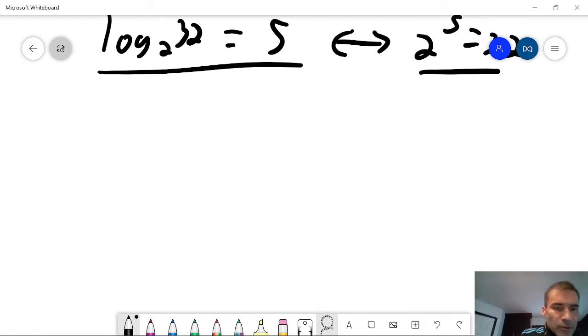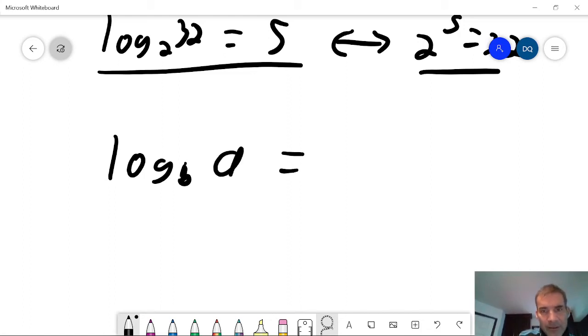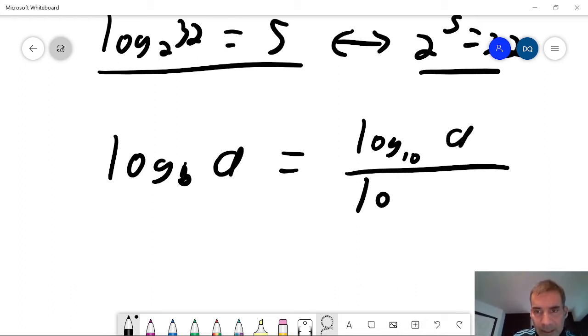The general rule is if I want the base b log of a, I can use base 10, or any other base, but the calculator gives us base 10. The base 10 log of a divided by the base 10 log of b will give me the base b log of a.